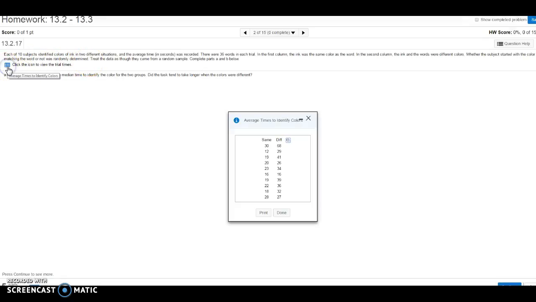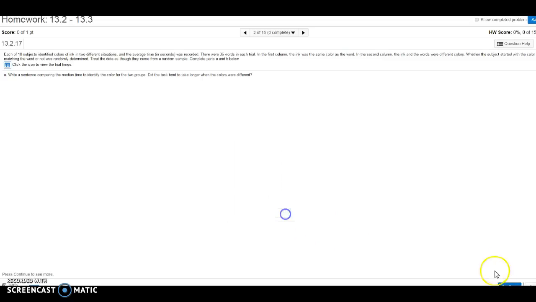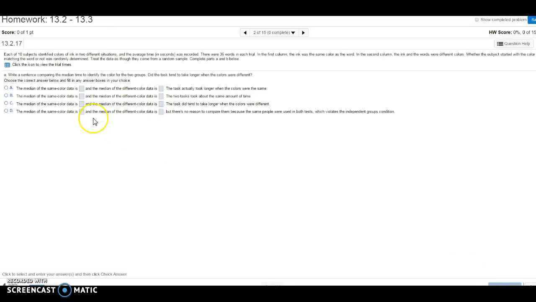So, look at the trial times. Did the task take longer when the colors were different or the same? It looks like it took longer when they were different. Each of these looks bigger, except for one, but it's almost similar. I need to know about the medians.